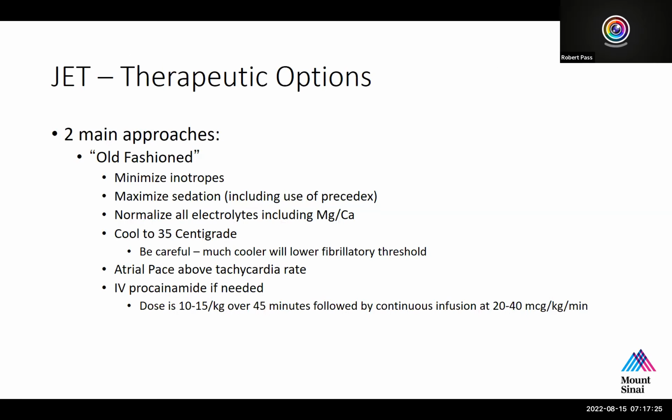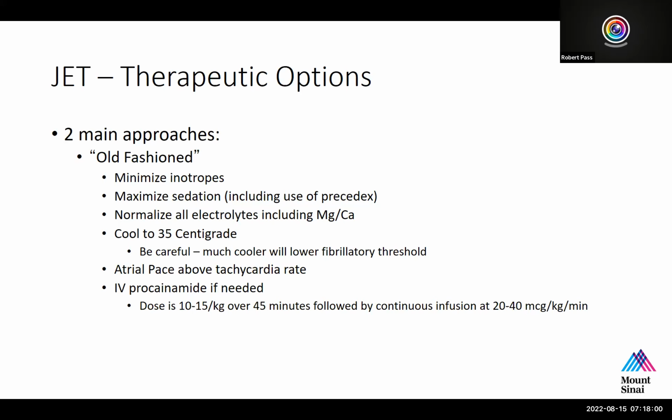Now, there are basically two main ways that we can treat JET. There's what I sometimes think of as the old-fashioned way or the more novel way. So the old-fashioned way, which is true for everybody, first of all, we would always minimize inotropes because this is an automatic arrhythmia and inotropes will stoke the fire of the arrhythmia. We want to maximize the use of sedation as much as possible because any internal adrenergic tone can enhance the arrhythmia. So you want to make sure that your patient is really asleep.